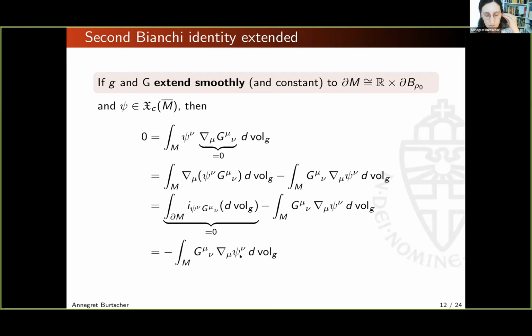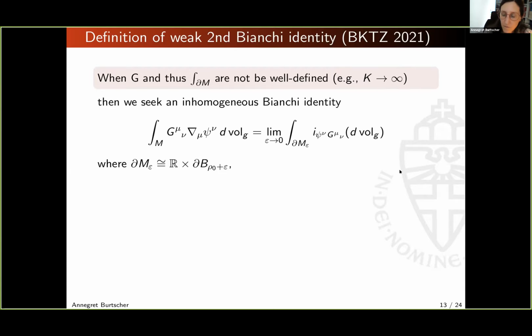So this is in the smooth setting, but of course what we are assuming now is that this term here is not well defined, that actually the metric and or the Einstein tensor do not extend smoothly to the boundary. And so in this case, we approach the boundary by looking at a cylinder with a slightly bigger radius, so rho naught plus epsilon, so rho naught plus exactly the blown up singularity. So we let this radius shrink. And instead of the boundary itself, we just consider this limit, which is what you have seen here, basically.